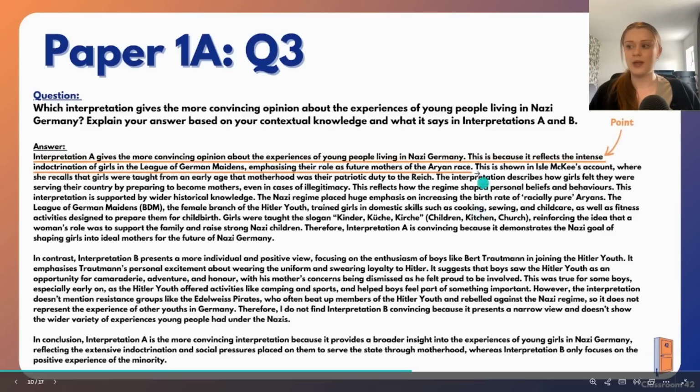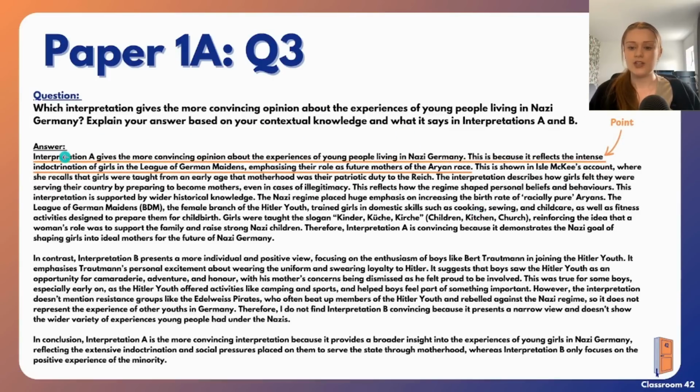First of all, we are giving our point. So interpretation A gives the more convincing opinion. If you have already decided, feel free to just go in with your first sentence to say which one is more convincing. It's great to really show the examiner what your judgment is, and if you keep reiterating it throughout your answer, you'll show that you've come to a justified judgment, and that even though you've compared both of the interpretations, you still think that one of them is more convincing than the other.